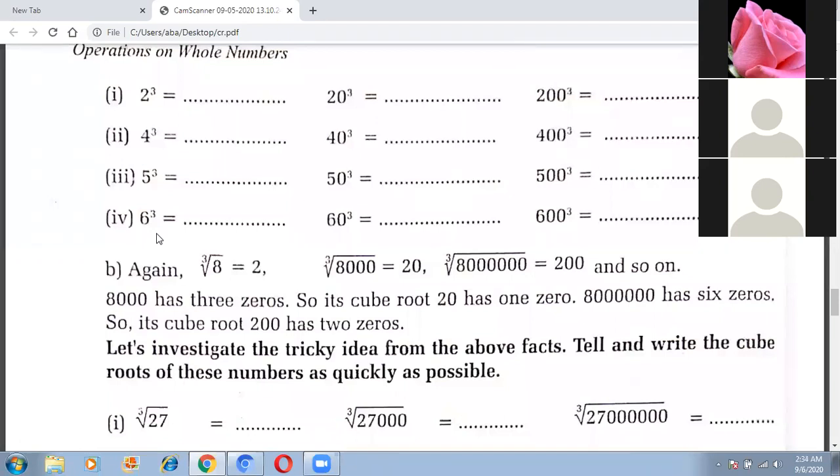IV, what is the cube of 6? 6 into 6, 36. 36 into 6 what? 216, yes. Now what is the cube of 60?